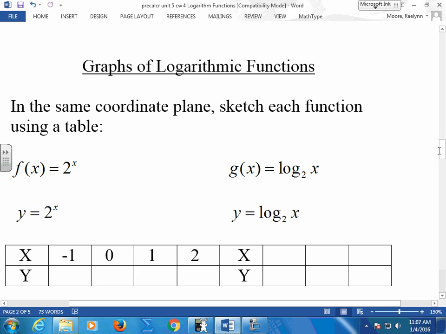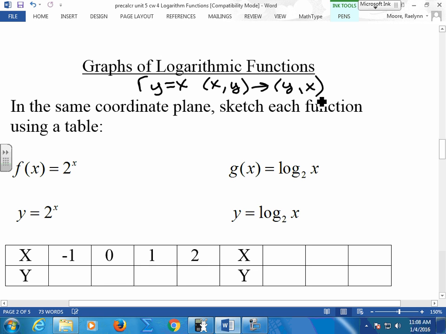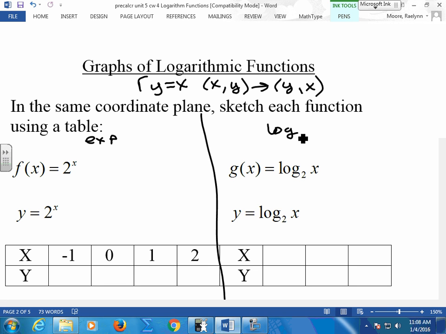Another thing we do with your logs is we graph them. Now graphing, again, same rules. It's a reflection in the y equals x line, so everything that we have here is going to swap out. So do this with me. This side is your exponent side. This side is your log side. So we're going to use your interchange rule to graph this.